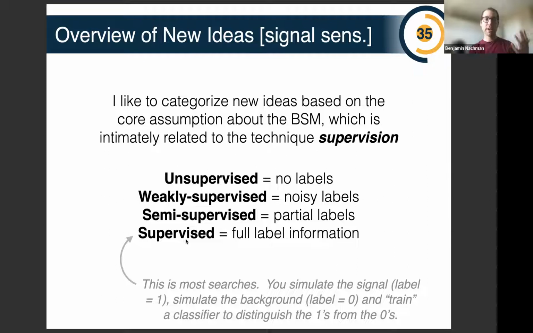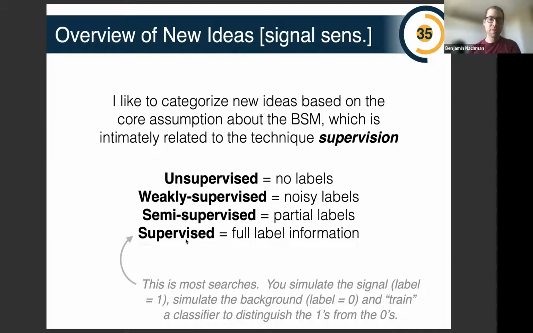So once you make some assumption about the new physics, you can relate that to a given machine learning method, in particular, how that method is supervised. So here there are different words, from unsupervised all the way to supervised, and I'm going to walk through each of these one at a time.